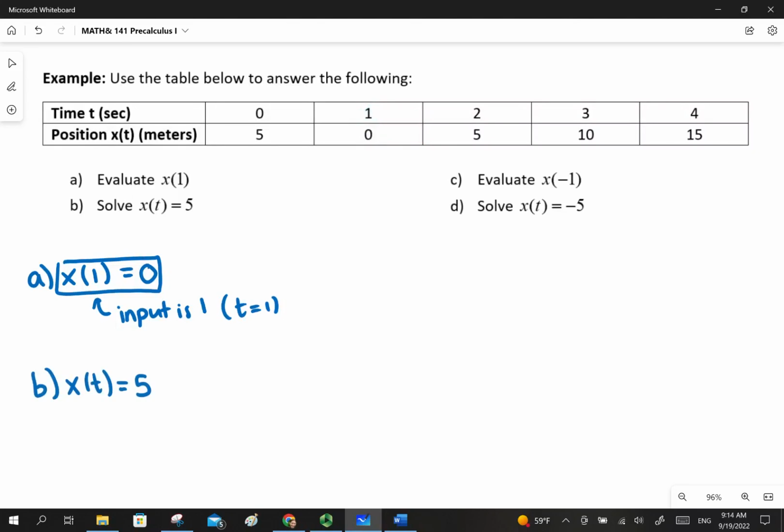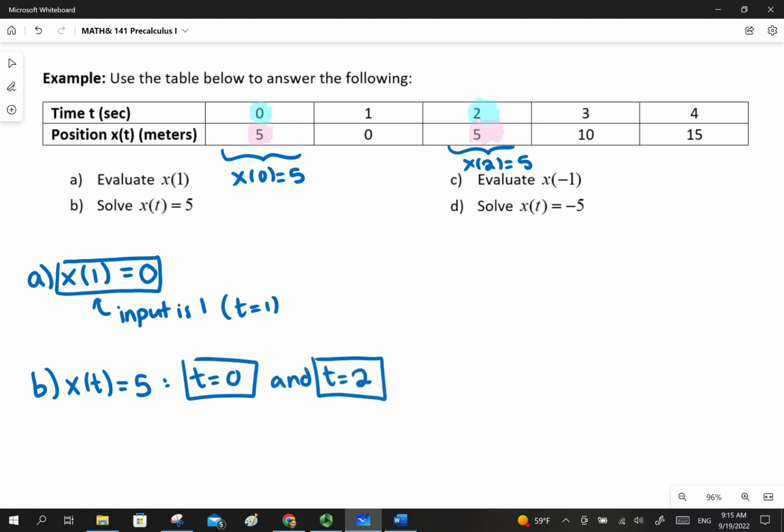To solve x of t equals 5, we are now trying to figure out which inputs result in the output 5. So we look for 5 in the second row. There are two 5s, one in the second column and one in the fourth column. The values above them are 0 and 2. So x of 0 equals 5 and x of 2 equals 5, making the solutions to the equation t equals 0 and t equals 2.